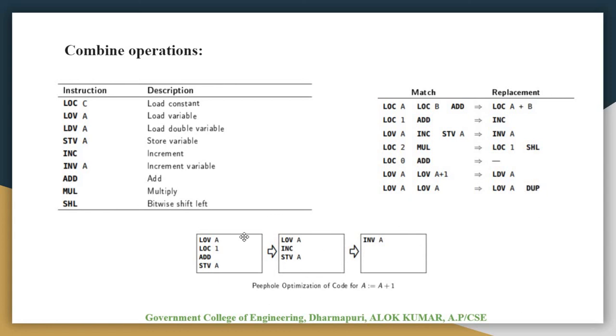Suppose we have this code: load variable A, load constant 1, add, store variable A. In place of this we can write load variable A, increment, store variable A, and this also we can optimize to increment variable A. So this is the peephole code optimization of a equals a plus 1. Suppose this code is there, then we can optimize it in this manner. Based on this, we will see another technique in the next lecture. Thank you.